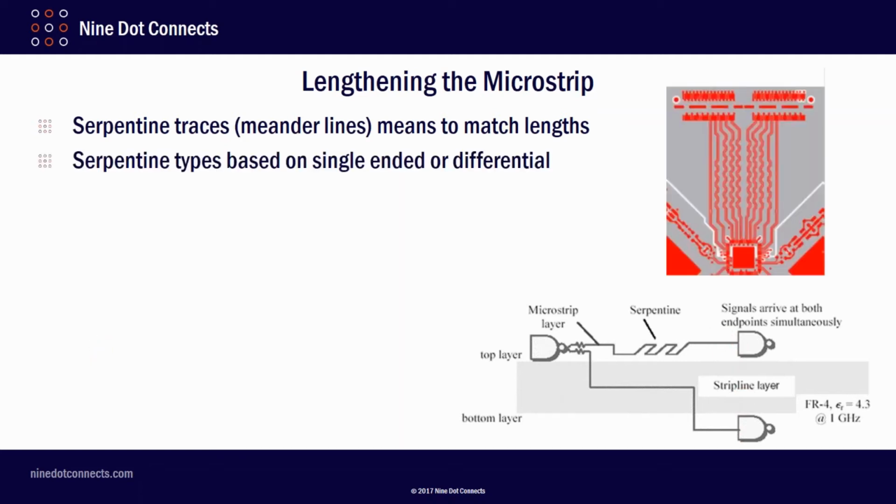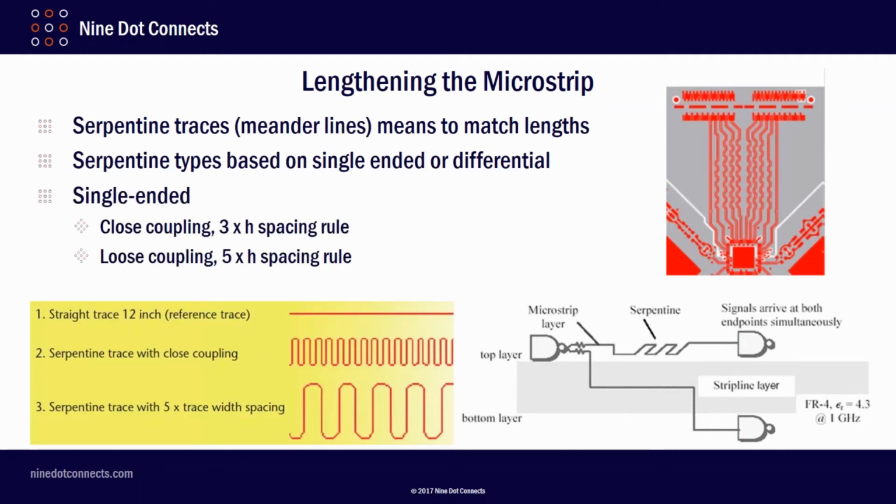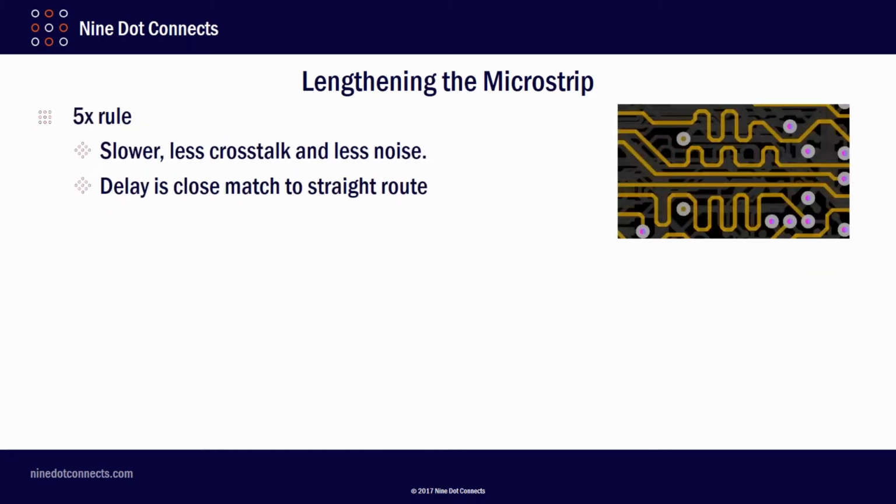Now, there's 2 different serpentine types, and it's going to be based upon single-ended or differential signals. For a single-ended, you typically think about either close coupling or loose coupling. In close coupling, you're going to use a rule that says that the serpentine has 3 times the height of the dielectric. So if you're on a 10 mil dielectric, then you want at least 30 mils between the long parts of the serpentine. For loose coupling, it's going to be 5 times that spacing. With the 5x rule, it's going to be slower, less crosstalk, and less noise. And the delay is going to be very close matched to a straight route.